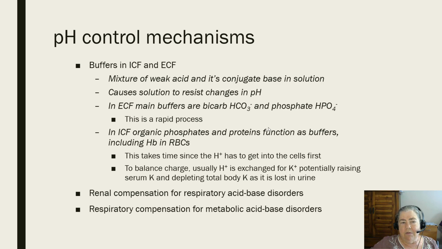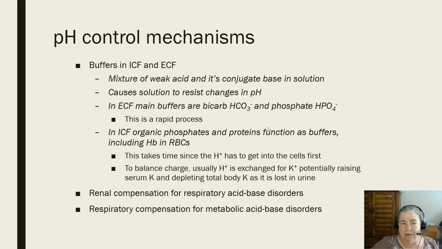In the extracellular fluid, the main buffers are bicarb, bicarbonate, which is the ion that we measure as CO2 on a laboratory test, and it is produced by the combination of CO2 and water, as you all know. So bicarbonate, an anion, is one of the main buffers in the extracellular fluid. Phosphate is the other. And buffers work very quickly, and they do help to keep the pH from changing rapidly.